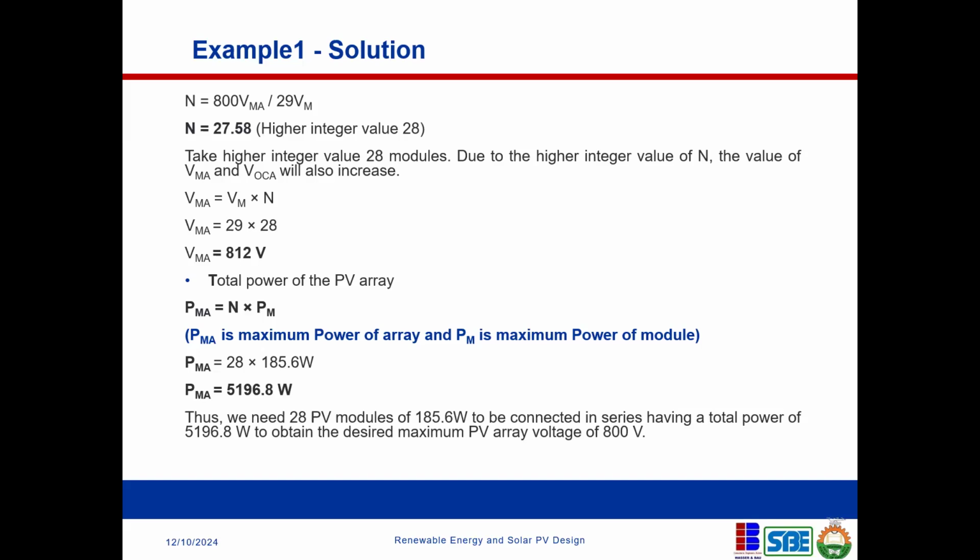Thus, we need 28 PV modules of 185.6 watts to be connected in series, having a total power output of 5,196.8 watts, to obtain the desired maximum PV array voltage of 800 volts.